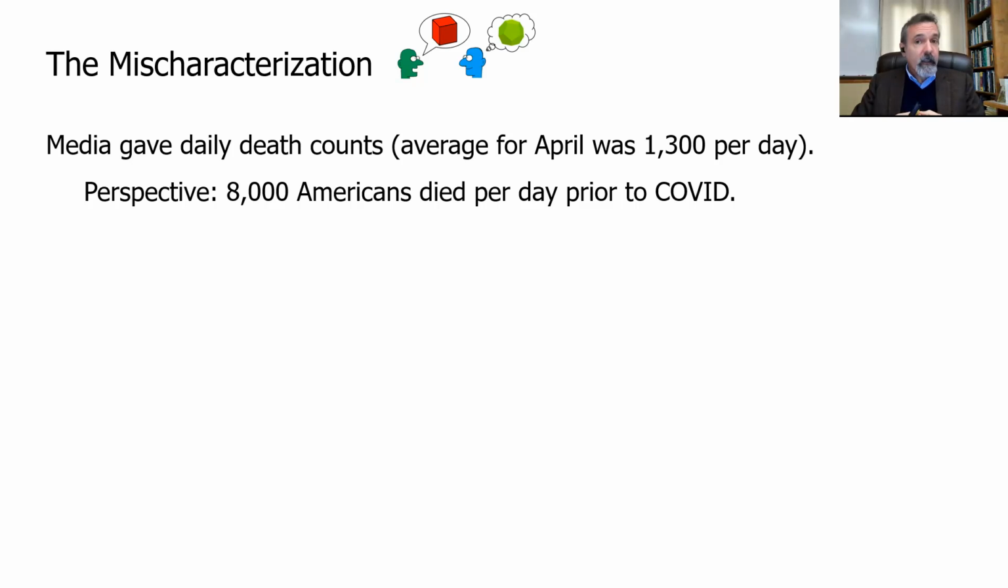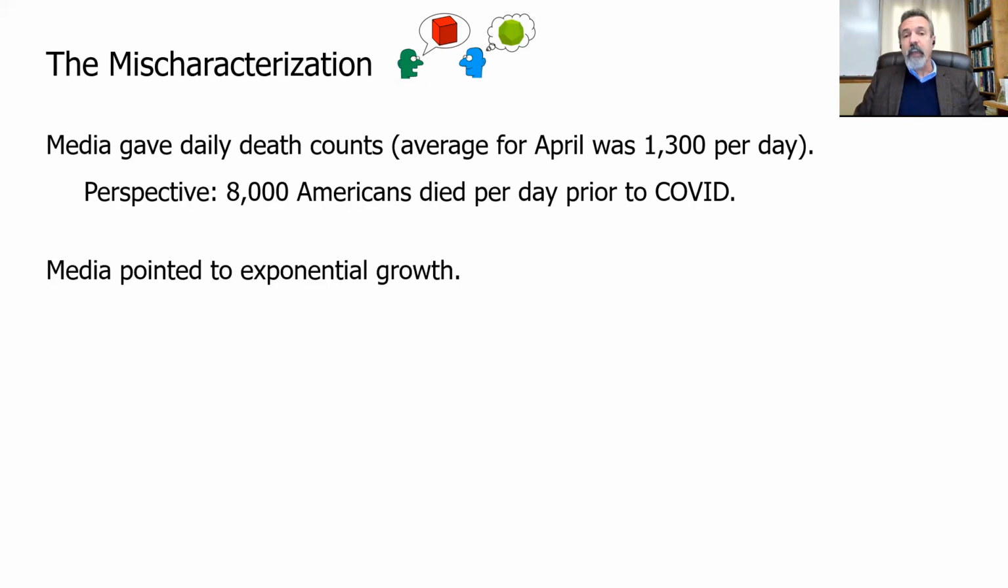And if you understand that every day about 8,000 Americans die from various causes, and you see 800 people died of COVID today, okay, that should be some cause for concern, but you shouldn't lose your mind about it, because that's 10% of the number of people who normally die per day. So it was this perspective, the context that the media didn't give people, and consequently caused people to overreact.